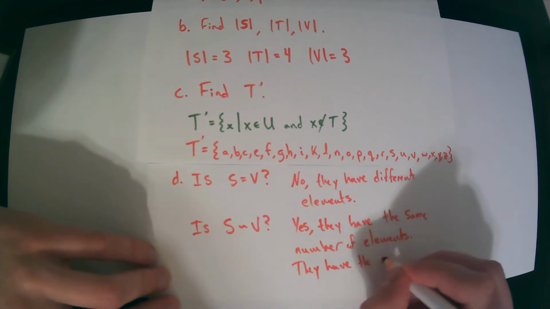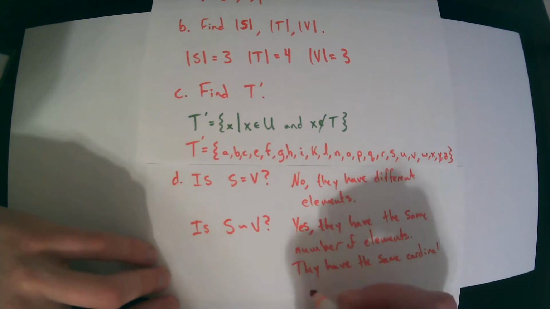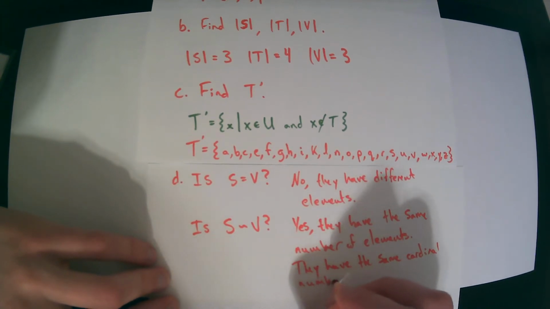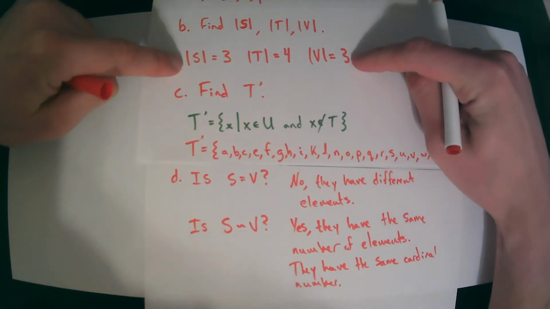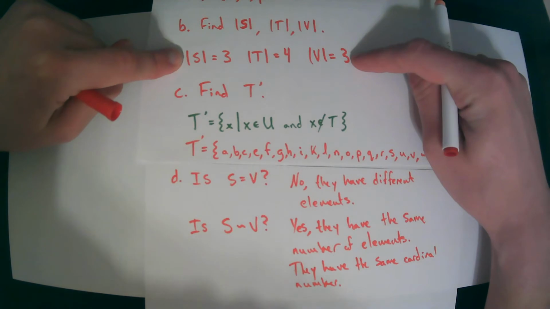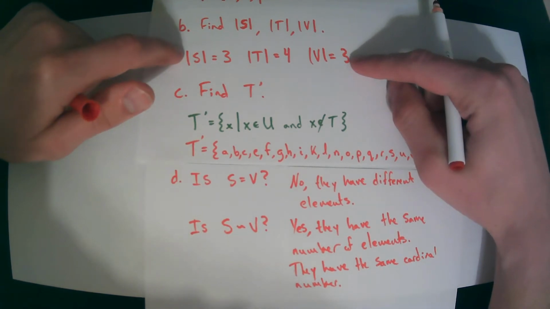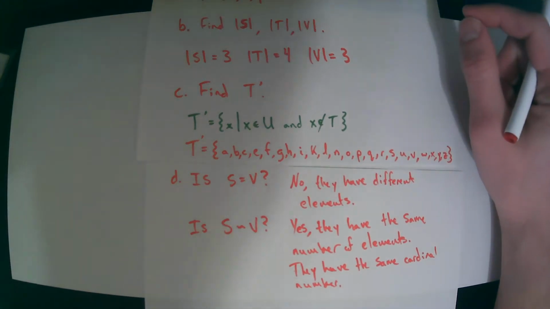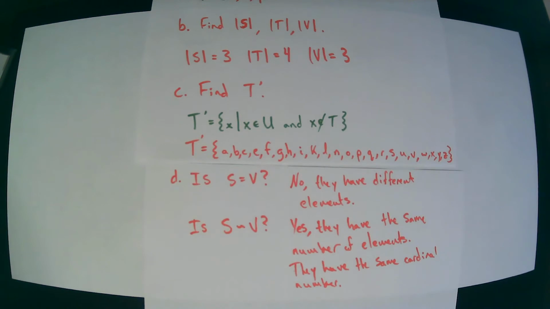They have the same cardinal number. Remember back here, these are their cardinal numbers, and S and V have the same cardinal number, so they are equivalent. That's just a fancy way of saying they have the same number of elements. Okay, good. Now.